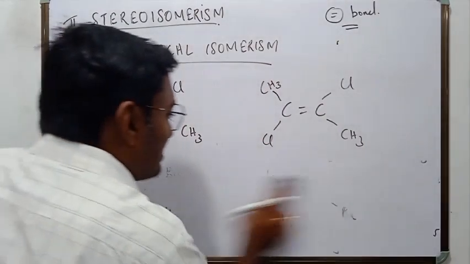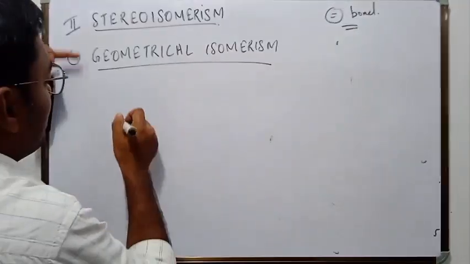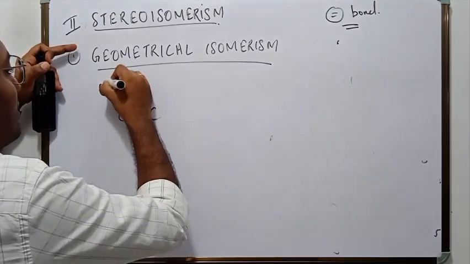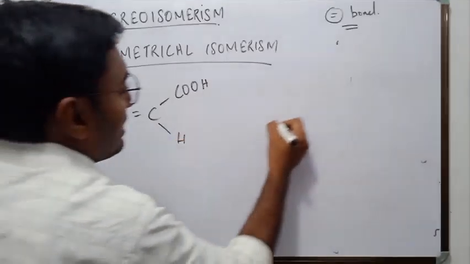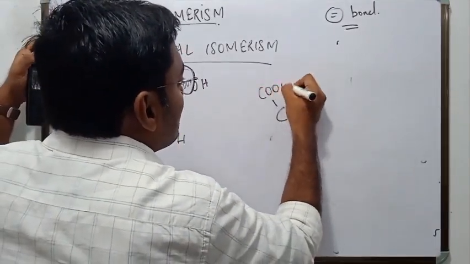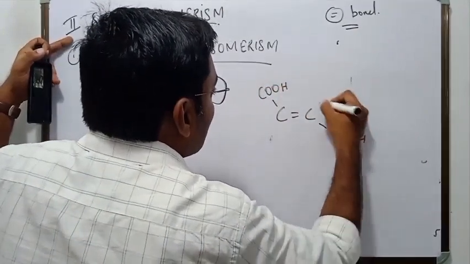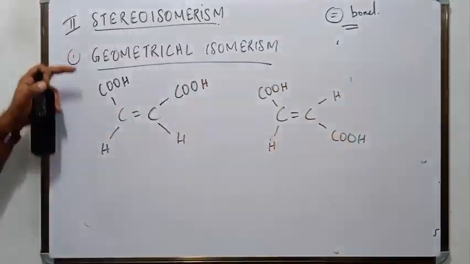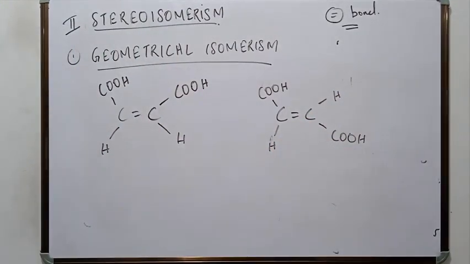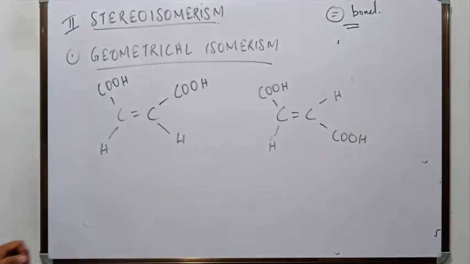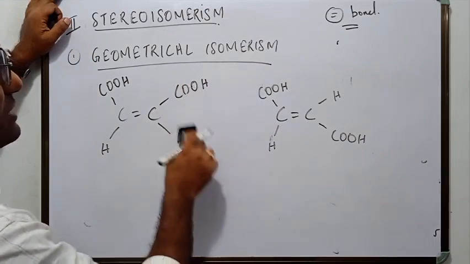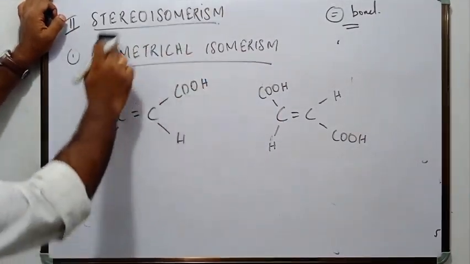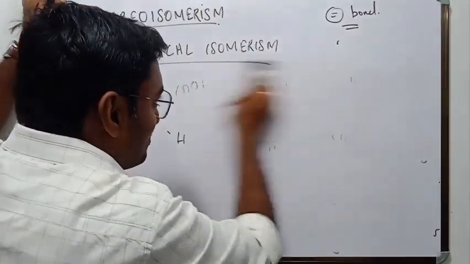Another example of this is maleic acid, this is maleic acid, and this is fumaric acid. All these are examples of geometrical isomers. Maleic acid and fumaric acid. This is maleic, this is fumaric. So we can see that everything is the same. What is different is the arrangement of atoms in space around the double bonds. Such kinds of isomers are called geometrical isomers. So we have discussed geometrical isomers.